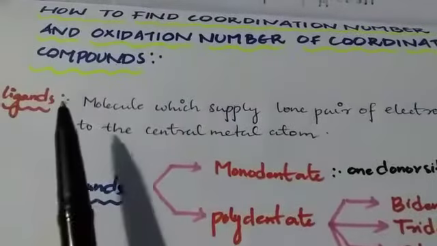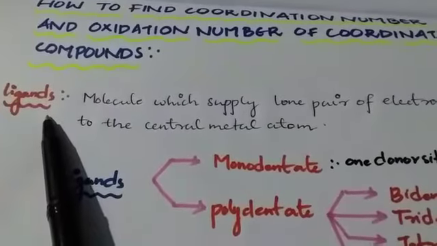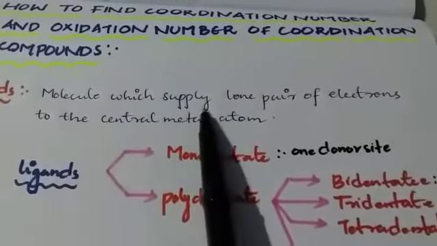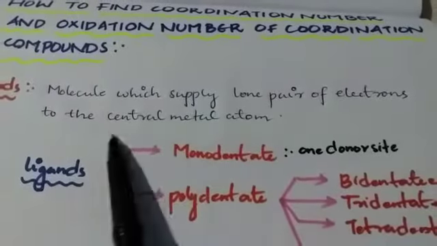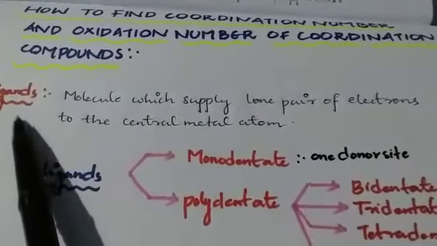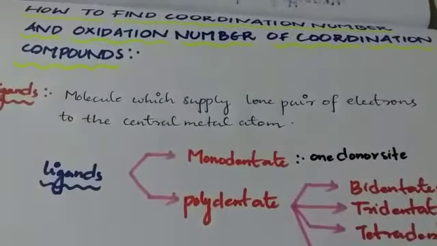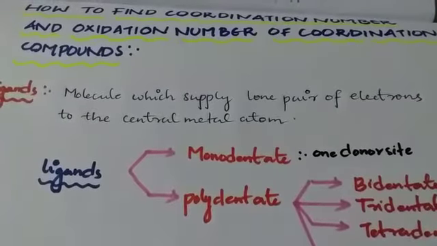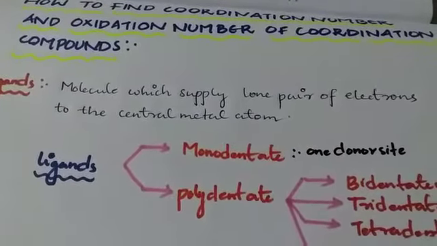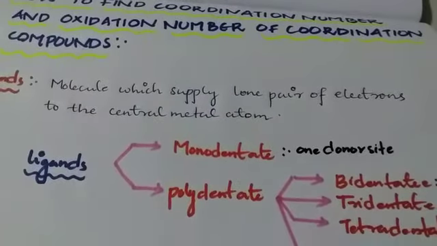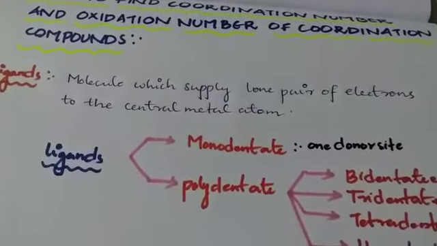So students, the first term is ligands. The ligands are molecules which supply lone pair of electrons to the central metal atom. That is, the ligands may be cationic, anionic or neutral molecules which can supply lone pair of electrons to the metal atom present.